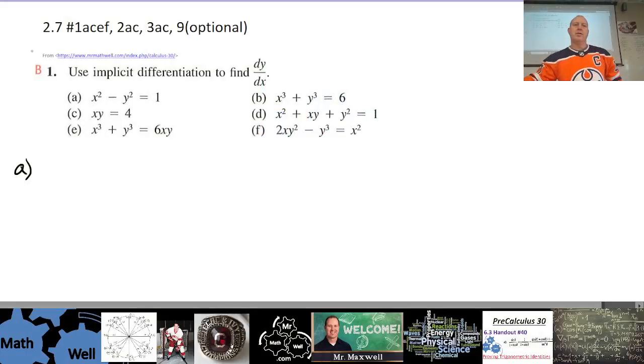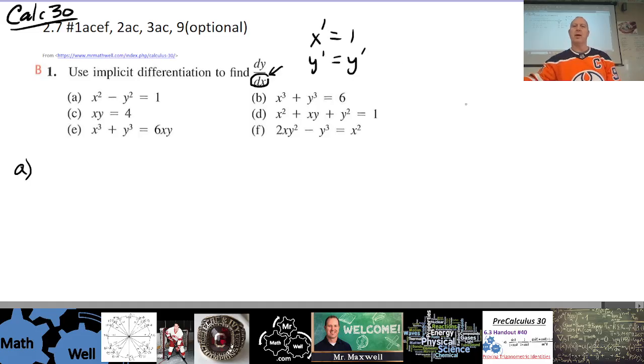All right, so guys, I'll do some questions from number 1 for you, 2.7, Calculus 30. So implicit differentiation, this is basic implicit differentiation questions. So remember that the preferred variable is x because it's the derivative of y with respect to x. So that means that x prime is 1. That means that y prime has to stay as y prime, okay? And we'll use Newton notation with the primes instead of the Leibniz because it's just a little bit cleaner.